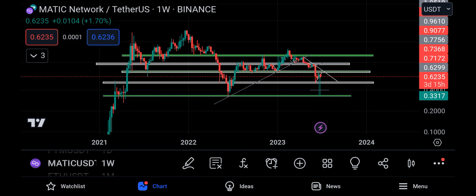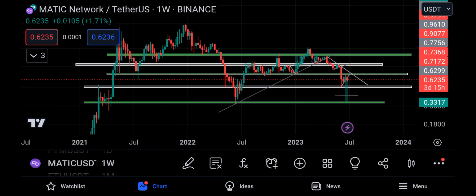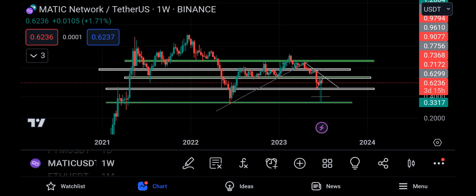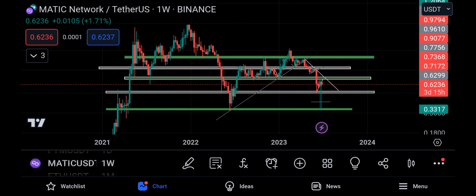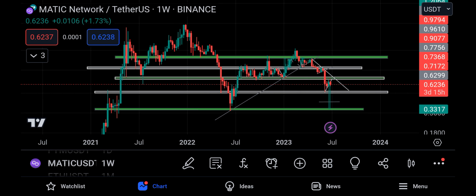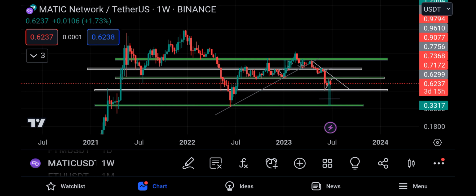I will be doing a technical analysis on Matic Polygon. You guys know how I trade normally. I do a top-down analysis. We have a system called top-down analysis, whereby we go from the higher time frame and drop down to the lower time frame for entries.